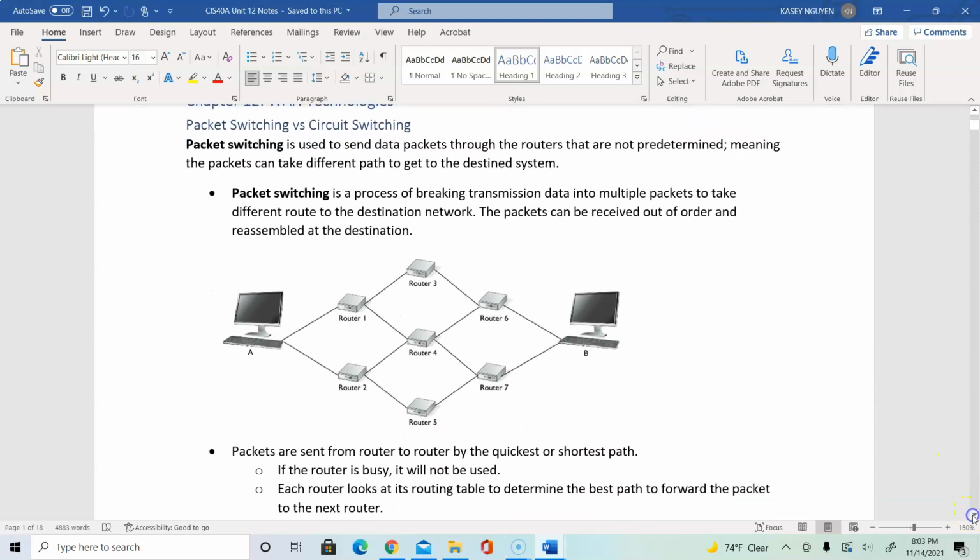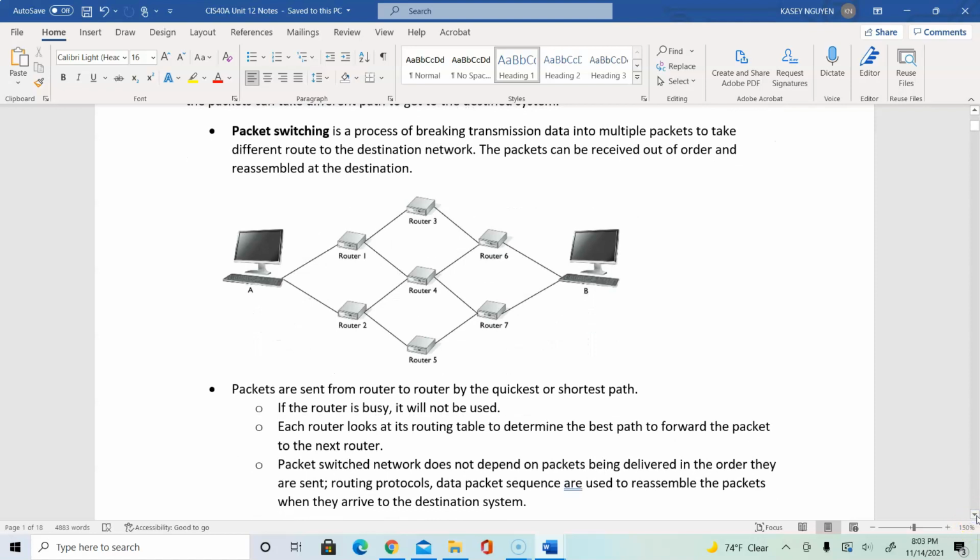So in packet switching, the datagram is shown, the data is passed through the router, and the frames are being assembled before it's passed to the next level, which is the network layer on the OSI. Packets would then be forwarded from router to router, could be the fastest, the shortest. When the router is busy, then it would use a different router to be able to get there.